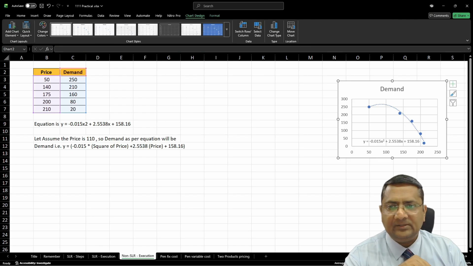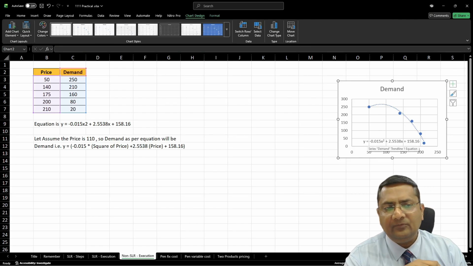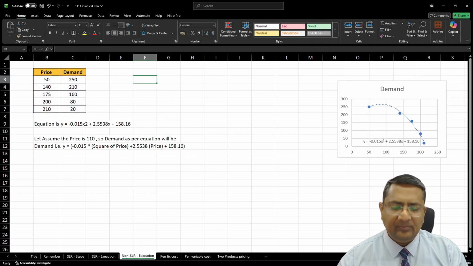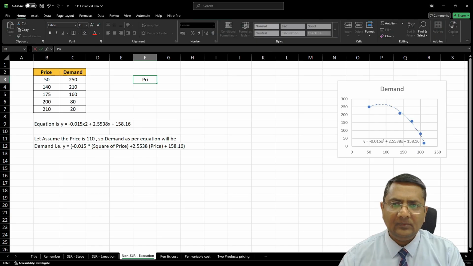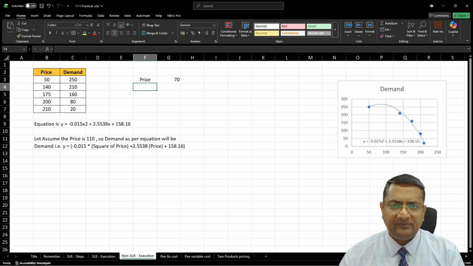Now moving to the second step. What is the second step? Using this equation, we will find out the demand for a given price. Okay, so let's take a price. Say the price is anything we want, we can keep it right now, say the price is 70 rupees. At this price of 70, what would the demand be? Now we have the demand equation, meaning we have the regression equation.